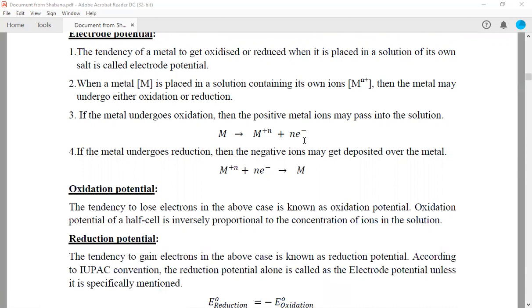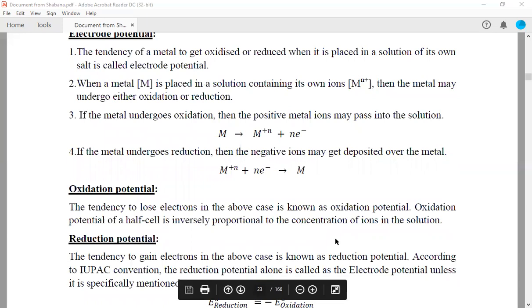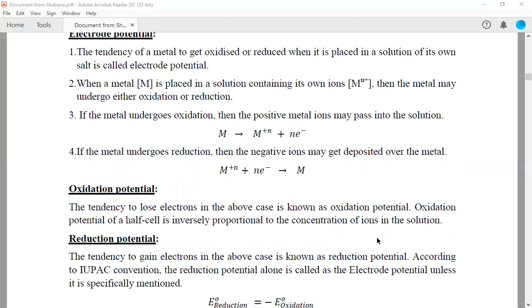In this one, the electron is eliminated. The tendency to lose the electron in the above case is known as oxidation potential. Oxidation potential of the half cell is inversely proportional to the concentration of the ions in the solution. That means whatever the concentration of the ions we are taking in the electrolyte, that is in the solution, on that basis only the oxidation potential of the half cell will be dependent.